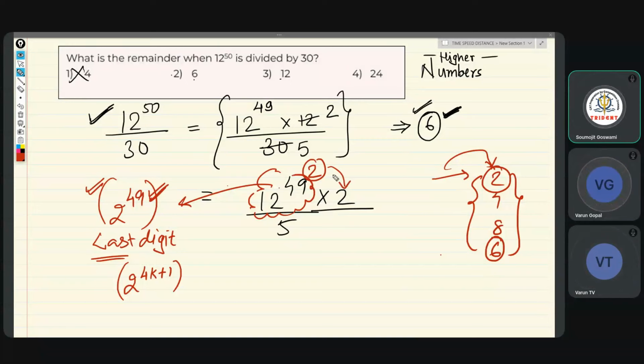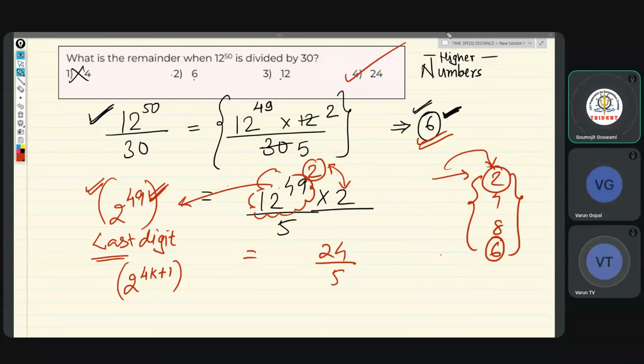I already have a 2 over there. That is 4. So far, the remainder is 4. But remember, there is a 6 also that I need to multiply. So 4 into 6 is 24. Now tell me, is the remainder going to be 4? No, it is 24 only. Because the last digit is giving me 2, final remainder will be 2 into 2 into 6. That is 24.